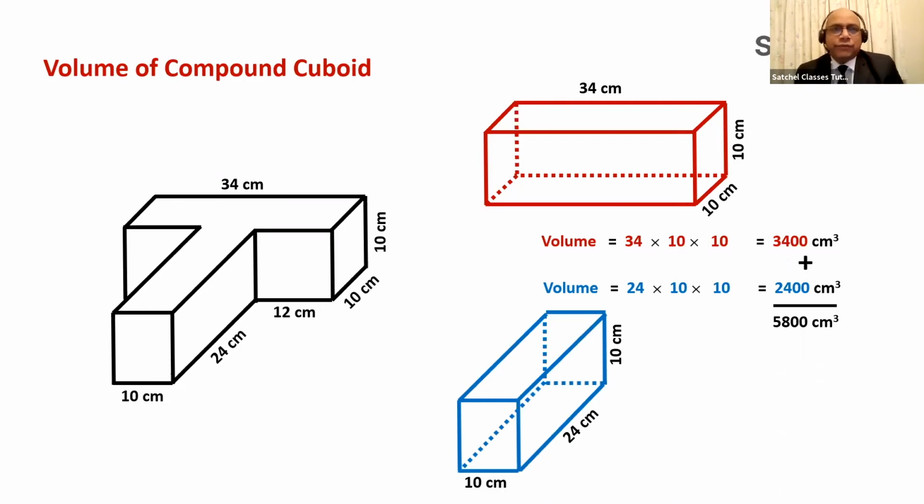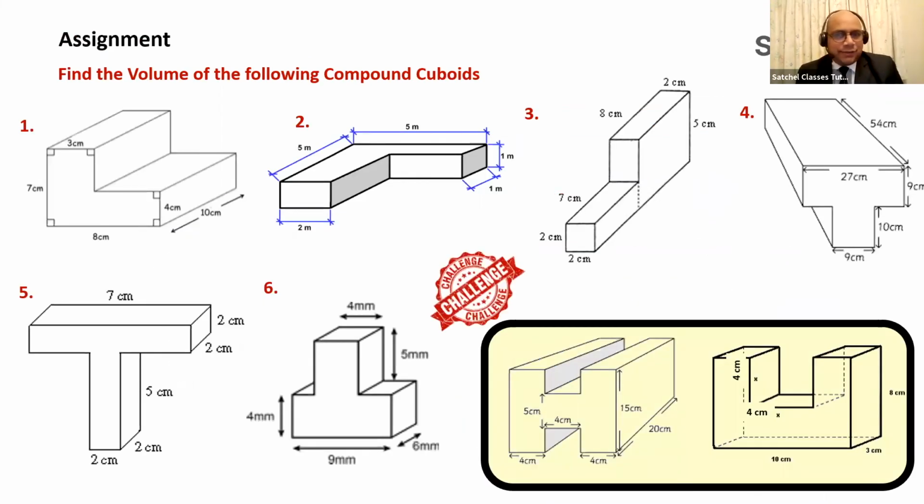So we have learned two different methods of finding volume of compound cuboids. One, where we treat compound cuboids as a normal prism. We find the area of the cross section multiplied by the height. And the second method in which we split the compound cuboids into two or more different cuboids and then find the volume of each of these individual cuboids and add them, right? Now you can use whichever method you find suitable in these exercises.